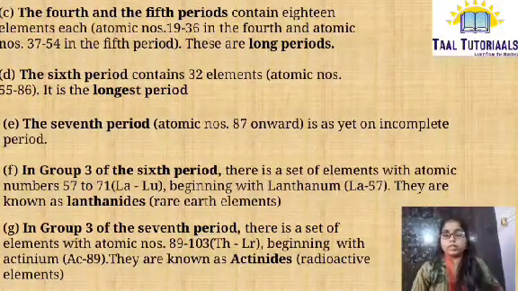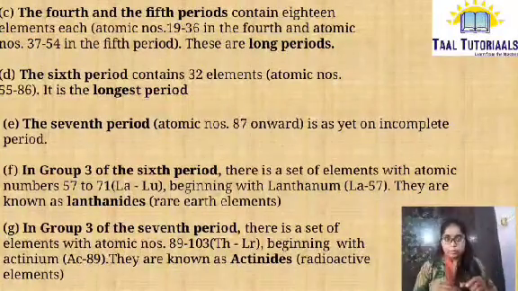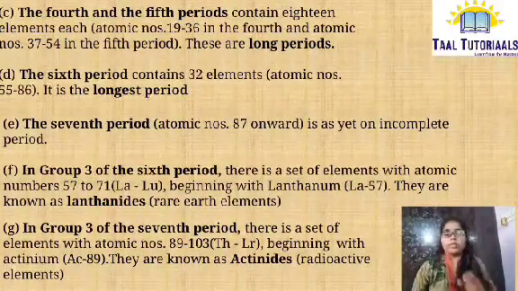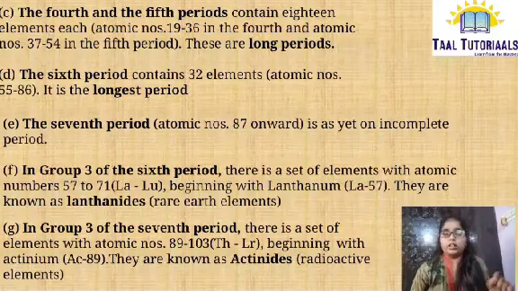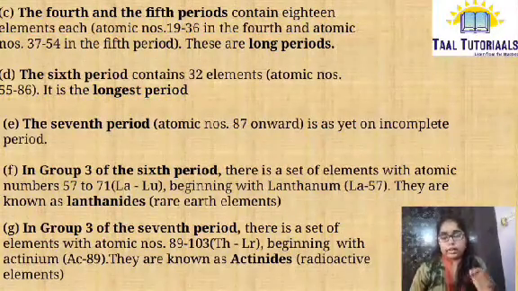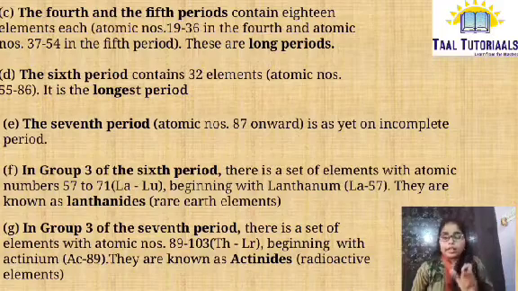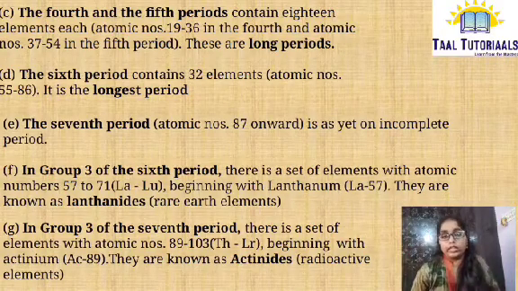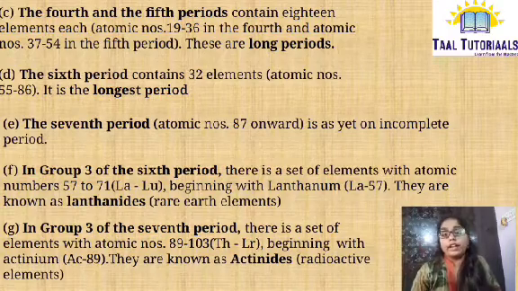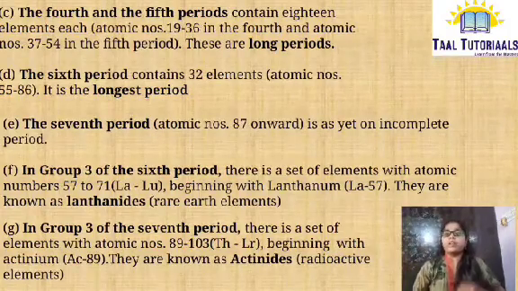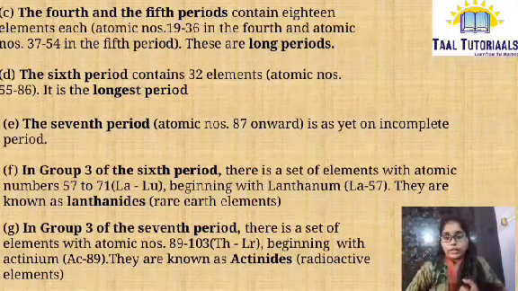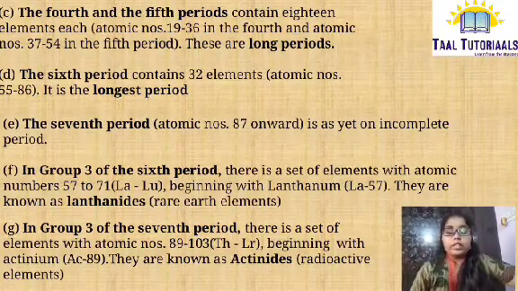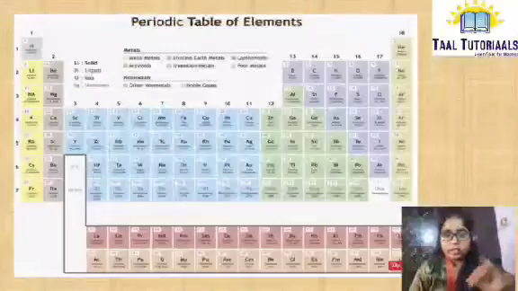Then in group 3 of the seventh period, third group, there is a set of elements with atomic numbers 89 to 103, thorium to Lr, beginning with actinium, Ac. After Ac comes Th. Actinium is 89. These are known as actinides. Actinides are known as radioactive elements, and lanthanides are known as rare earth elements. Okay, we'll now see the place of the lanthanides and actinides.